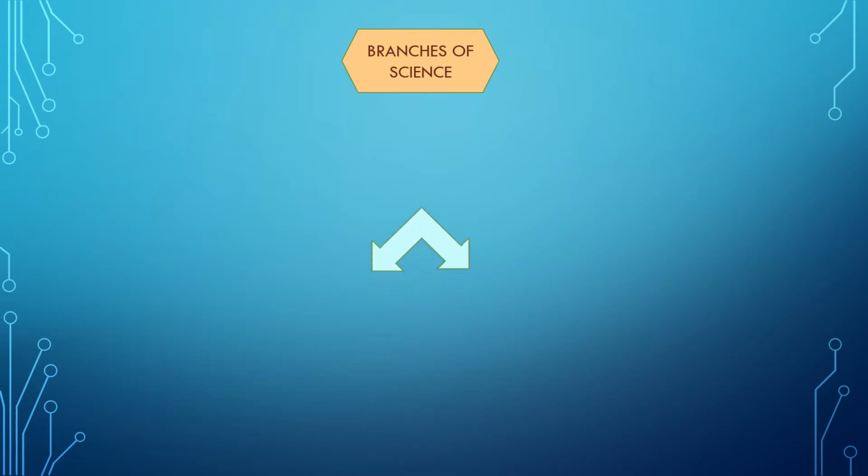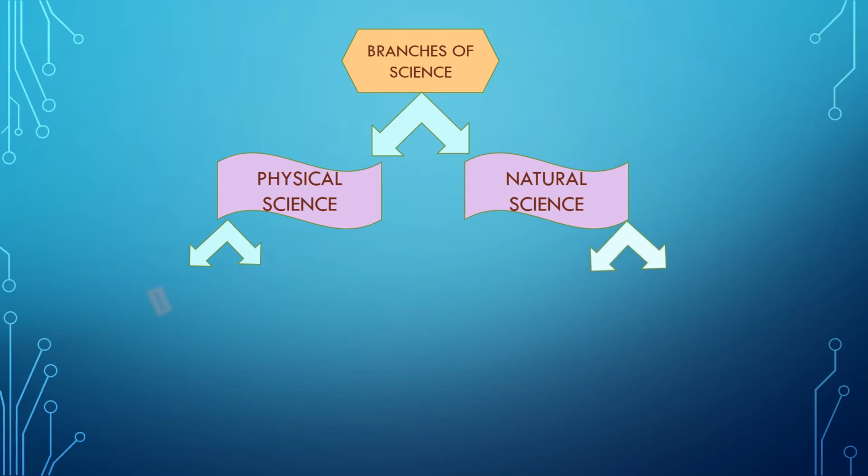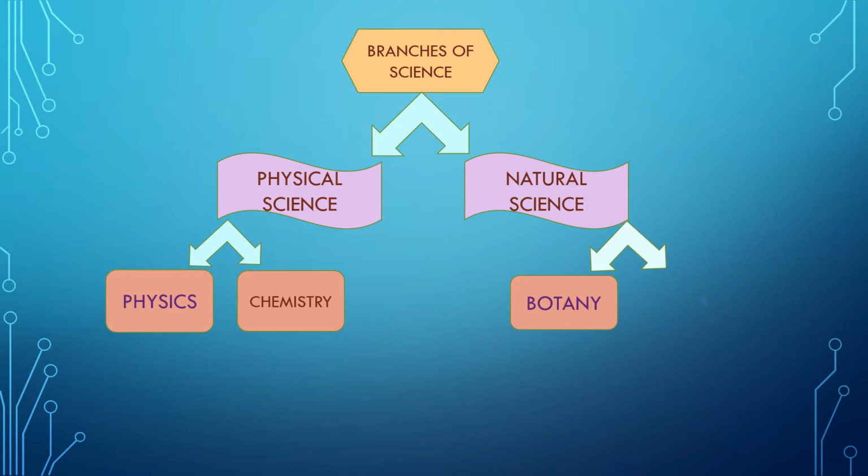Branches of science. There are two main branches of science, that is, physical science, which deals with the study of non-living things, and natural science, which deals with the study of living things. Further, these sciences are divided into subcategories. Physical science is studied in two categories, that is, physics and chemistry. Natural science is studied in two categories, that is, botany and zoology.